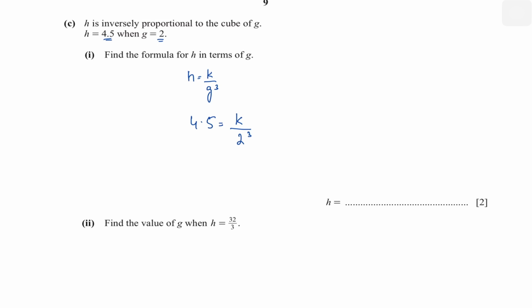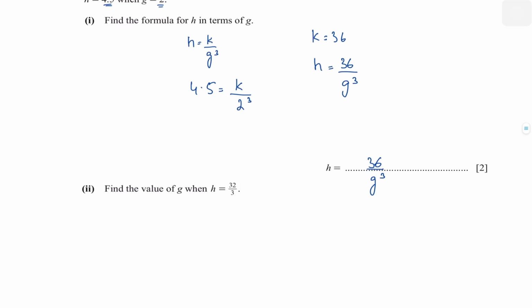So let's work that out. 4.5 multiplied by 8, so k is equal to 36. Now that I have the value of k, I can find the formula. I'm going to replace k with 36 and g cube as it is. So h is equal to 36 upon g cube. Find the value of g when h is equal to 32 upon 3.